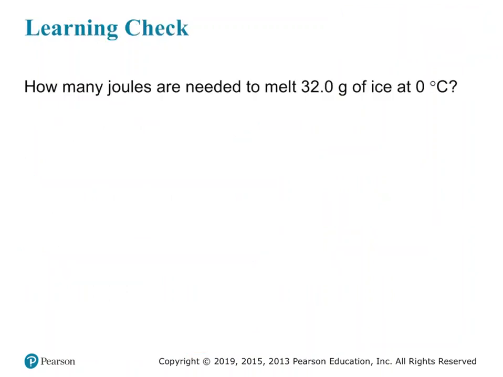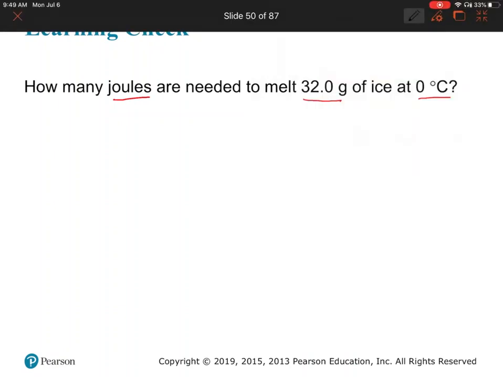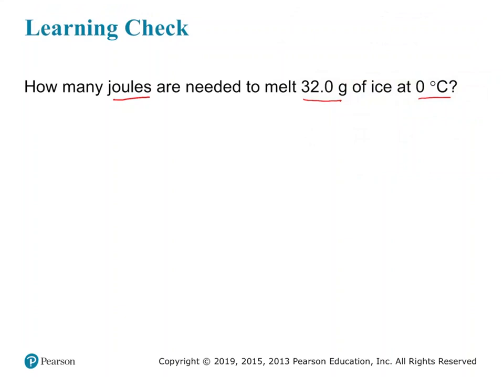So let's do a quick learning check. How many joules are needed to melt 32 grams of ice at 0 degrees Celsius? All right. So joules is referring to heat or energy.